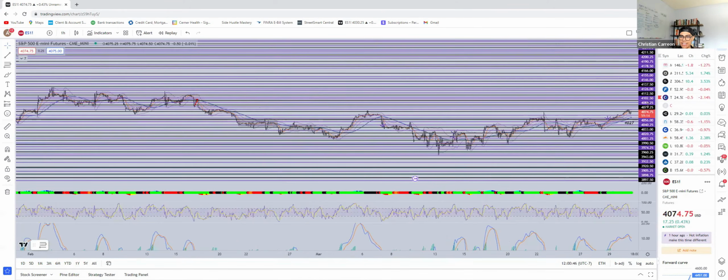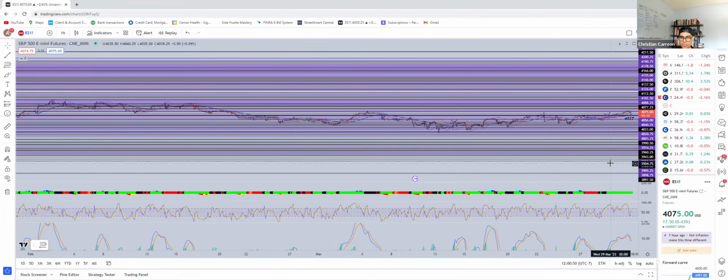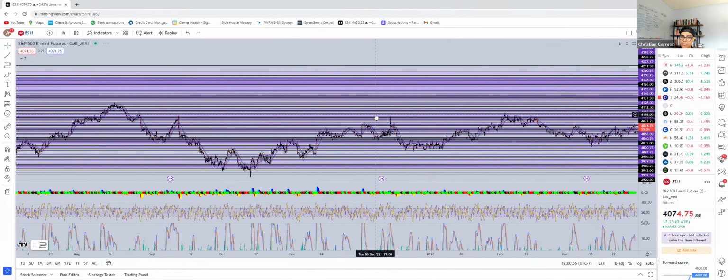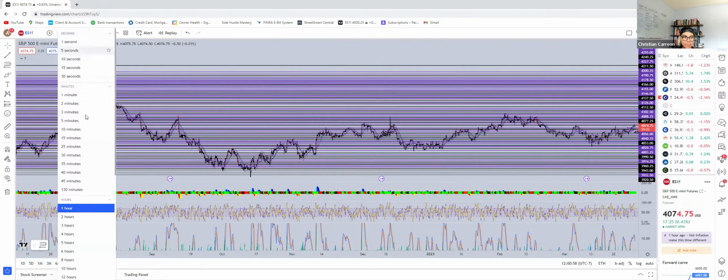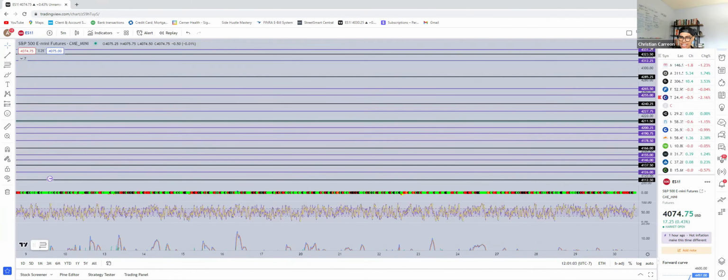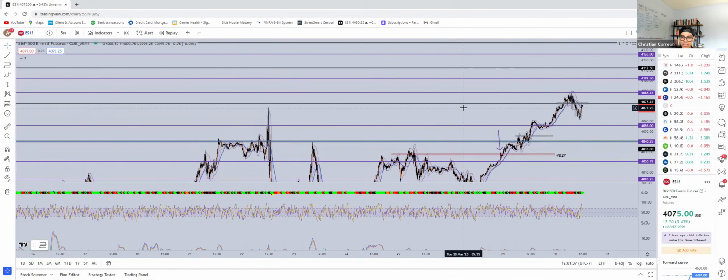But just to give you an idea, I have every single 5 minute zone from 3,500 all the way to 4,300. It took me quite a while to plot them. I don't share them out for free, but it's a great indicator. Let me just show you guys my trade over the last two days.